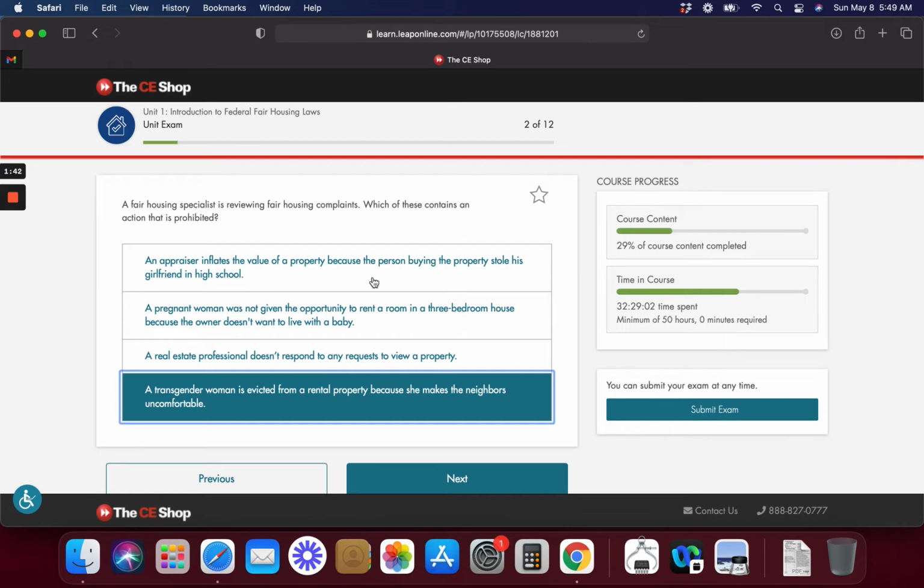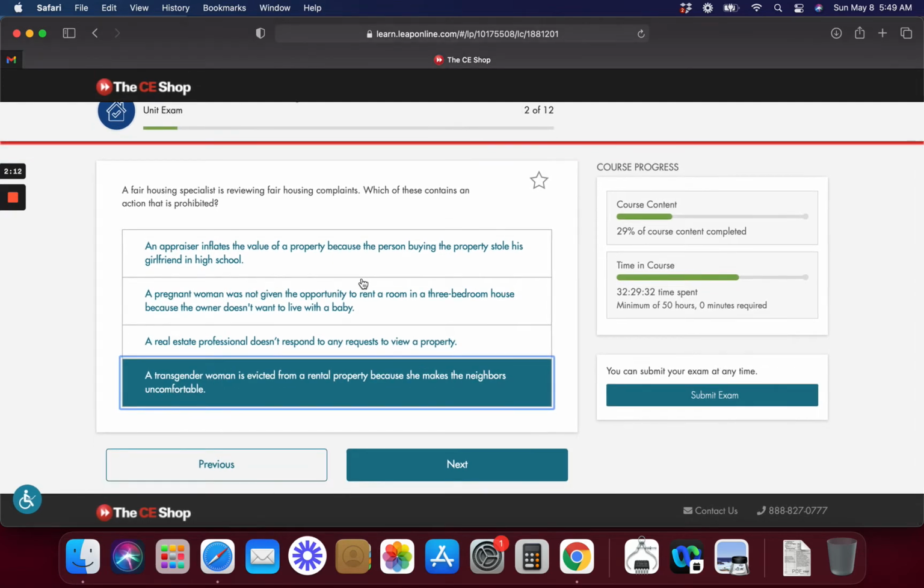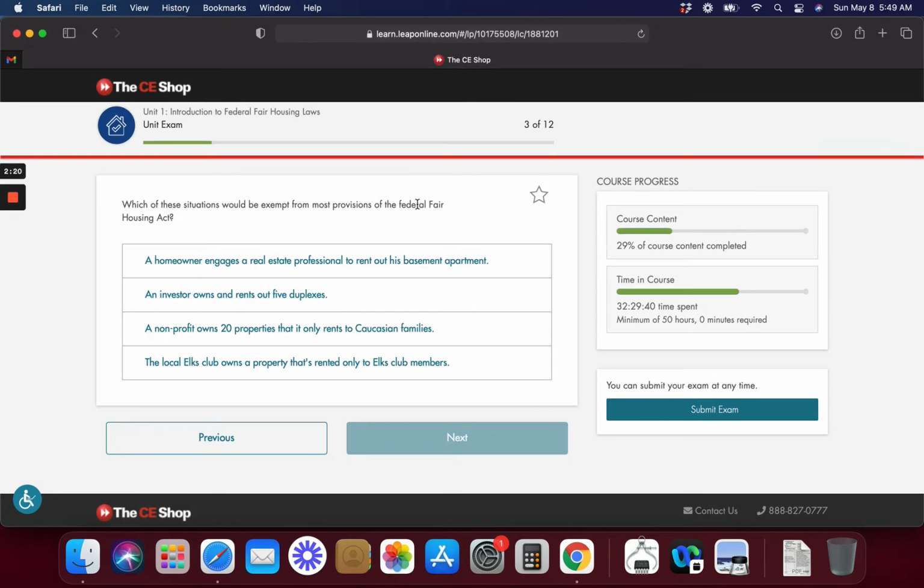Okay, a transgender woman is evicted from a rental property because she makes the neighbors uncomfortable. A real estate professional doesn't respond to any request to view a property. Well, this is going to be a real estate agent without a job. A pregnant woman was not given the opportunity to rent a room in a 3-bedroom house because the owner doesn't want to live with a baby. I mean, I think a lot of these are prohibited. I have no idea because all of them look prohibited to me. I want to say this one with the transgender, but I don't know if that's right.